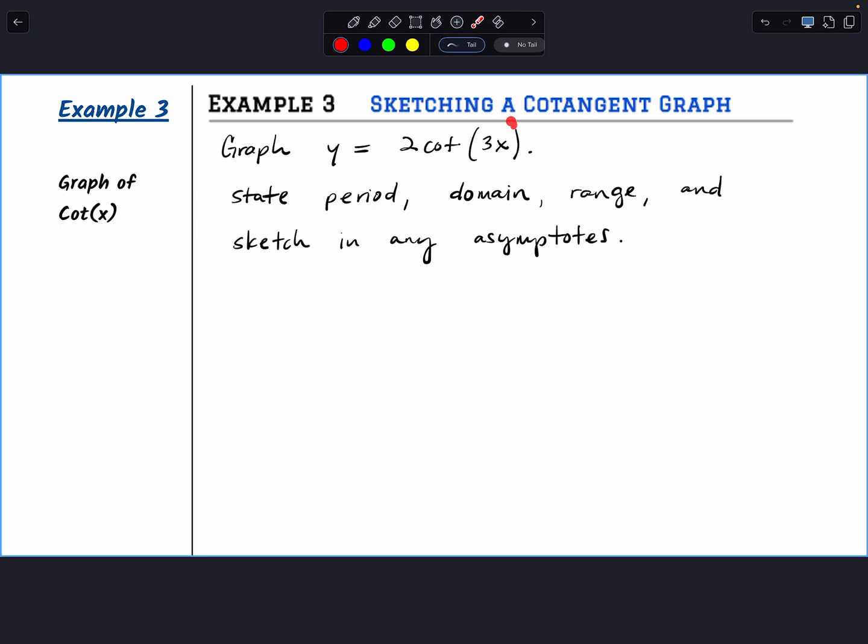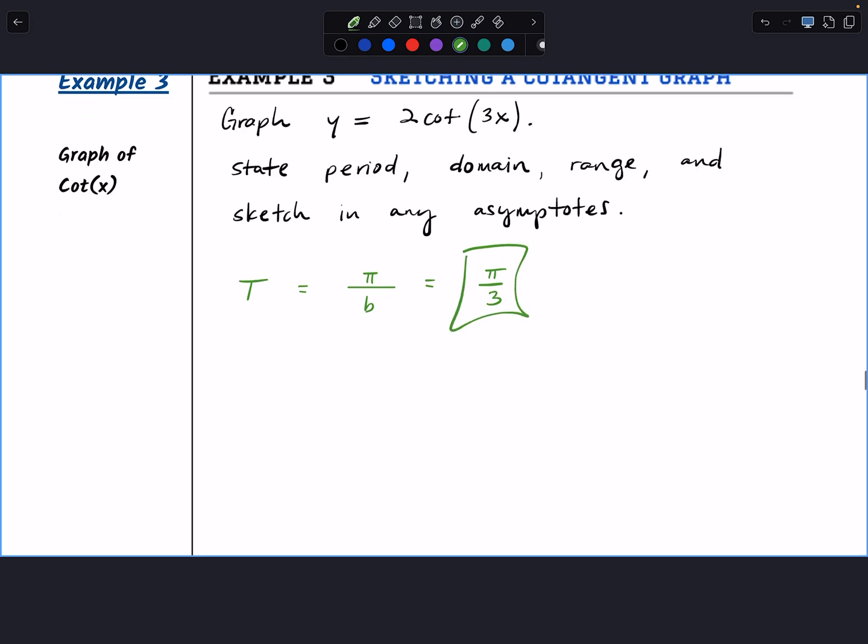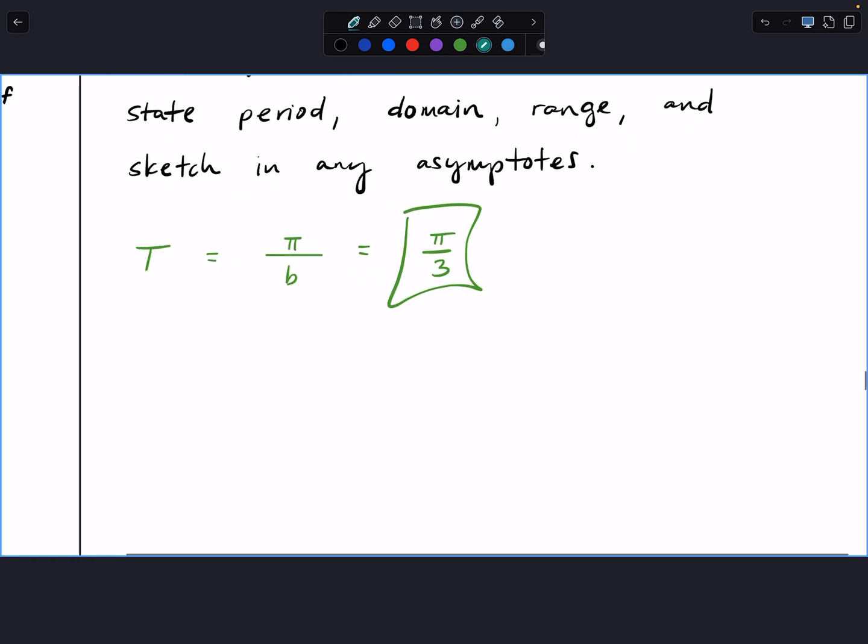Is the period going to change? Yes, because there's a multiplier in front of the x. So the period, capital T, is going to be equal to, what's the period of cotangent? Pi over b. So in this case, it's just going to be pi over 3. Okay. Since the period changed, that means I also need to find my x scale.